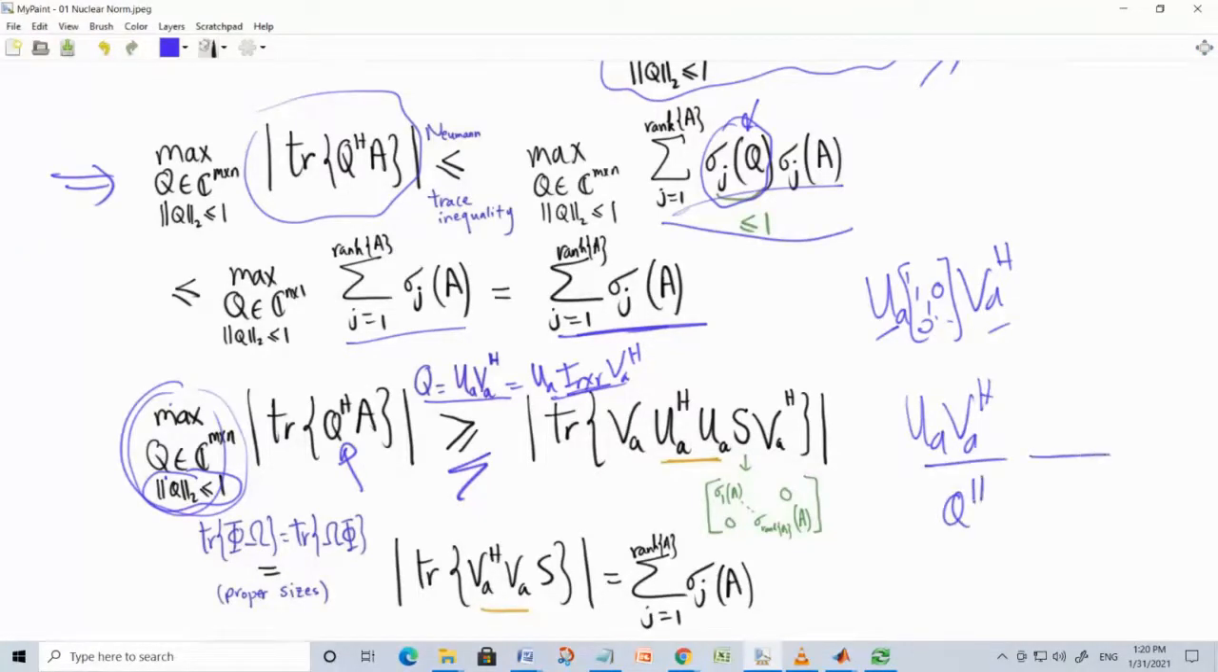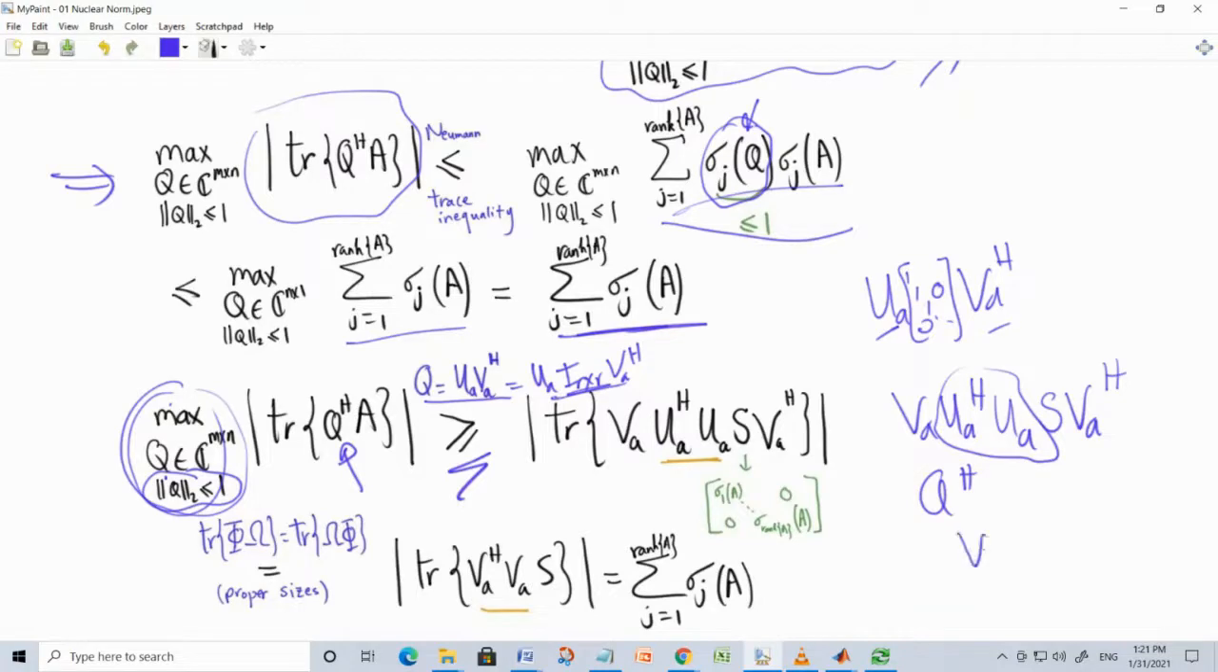So this is Q Hermitian, and then A itself is... sorry, we need to write Q Hermitian, not Q. So Q is UA VA Hermitian, so Q Hermitian will be VA UA Hermitian. Okay, and then A itself is UA, and then the matrix of the positive singular values S, and VA Hermitian. So these two guys, because UA has orthonormal columns, then UA Hermitian UA is identity, and so you have VA S VA Hermitian.